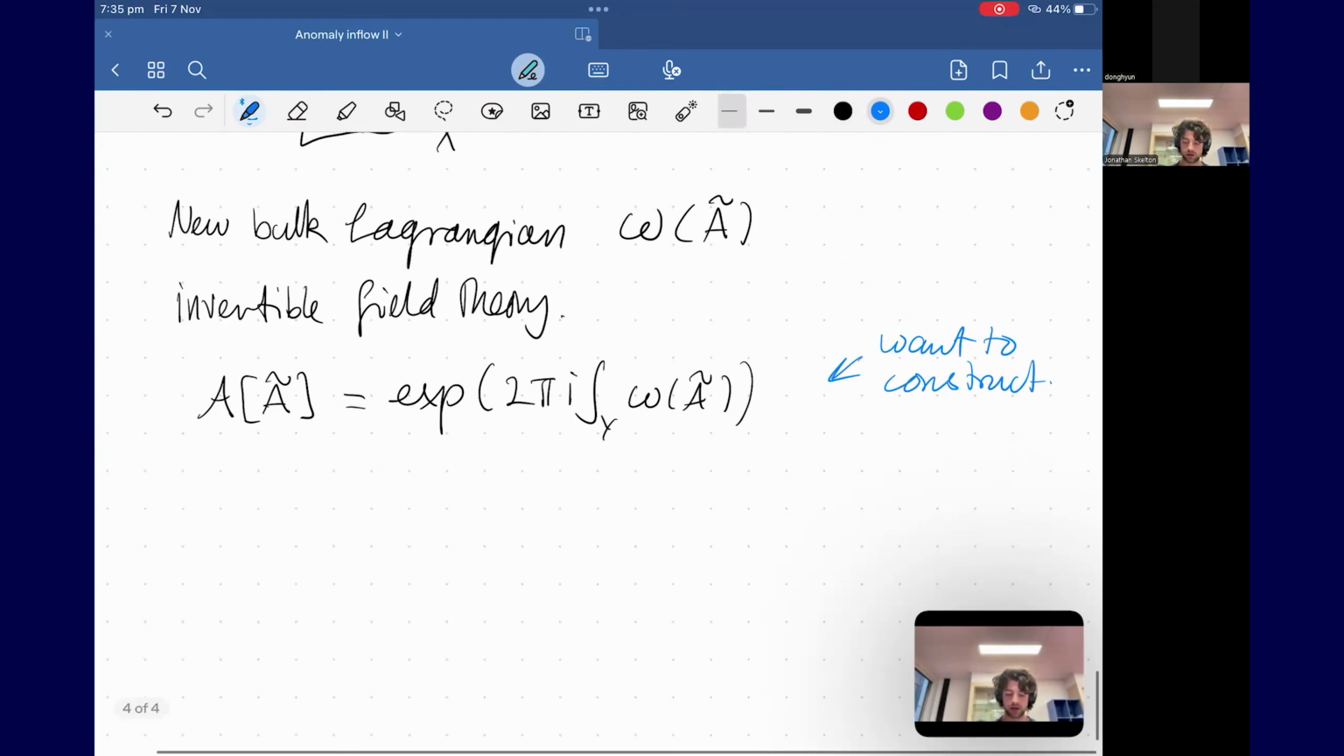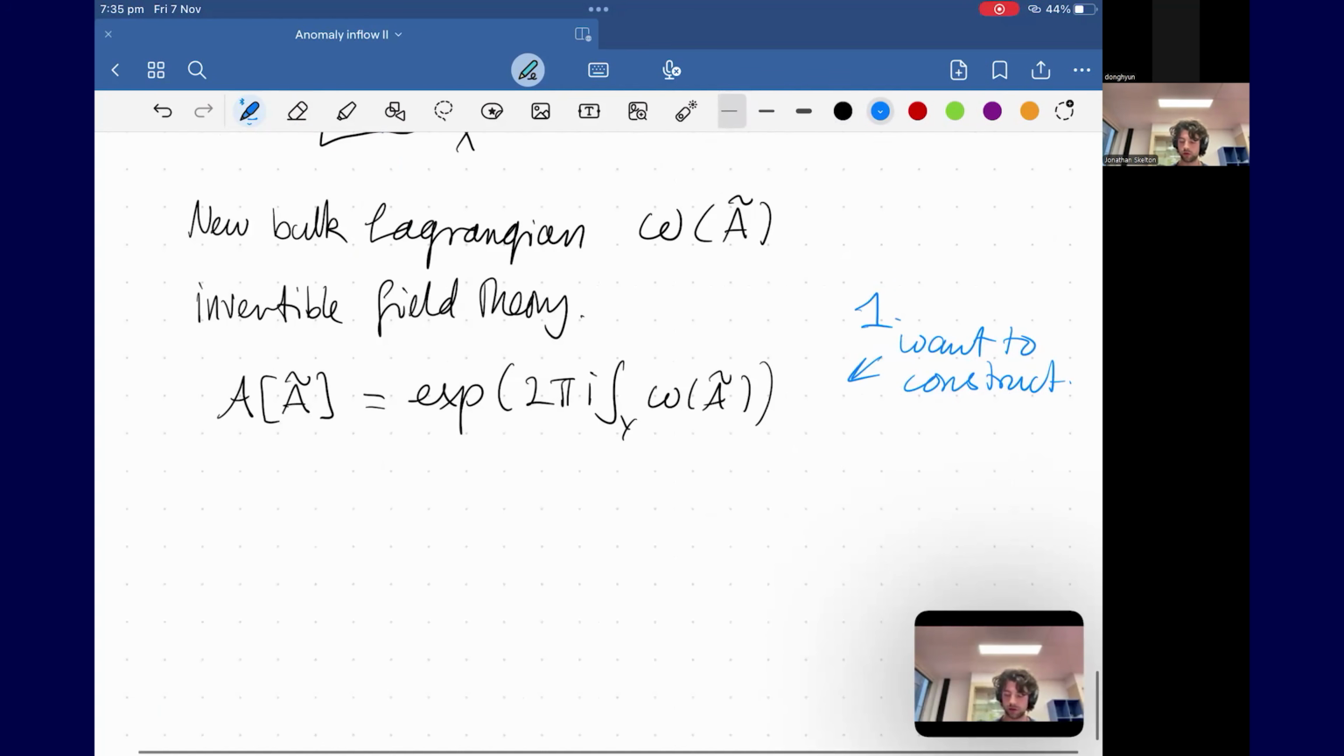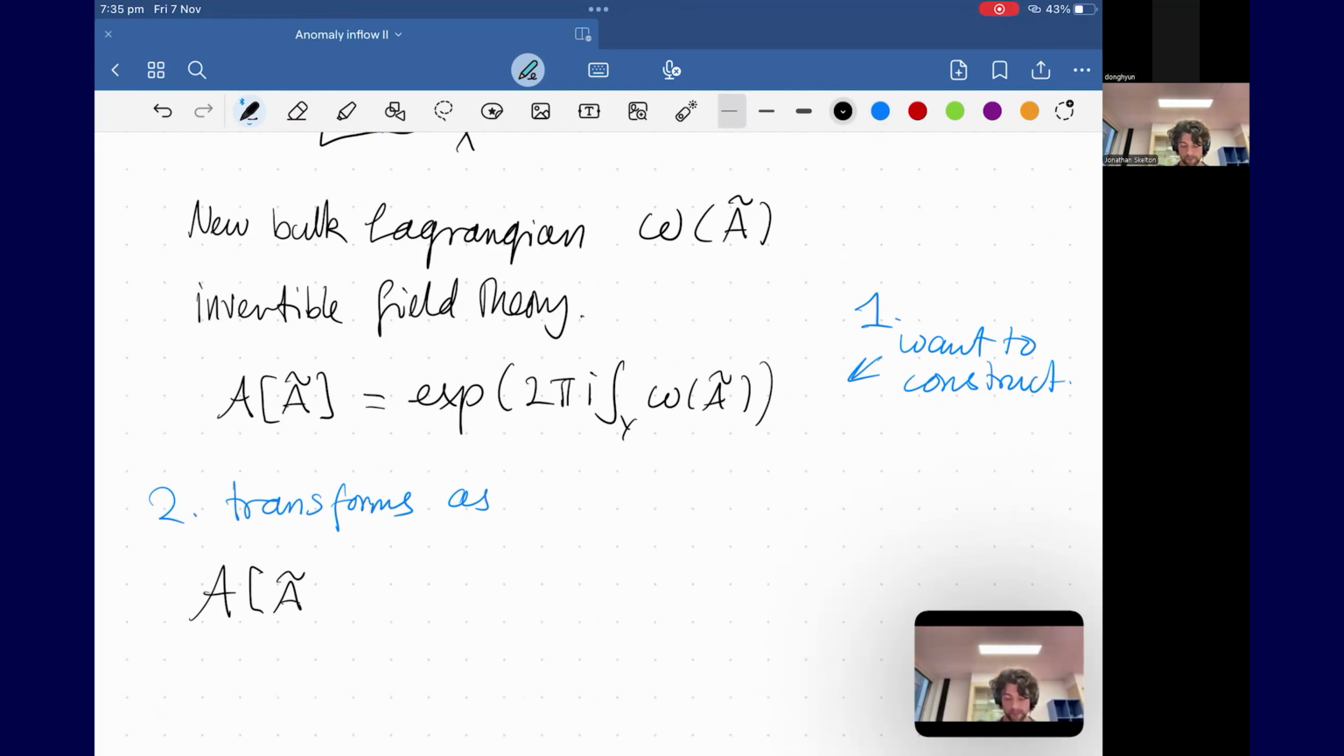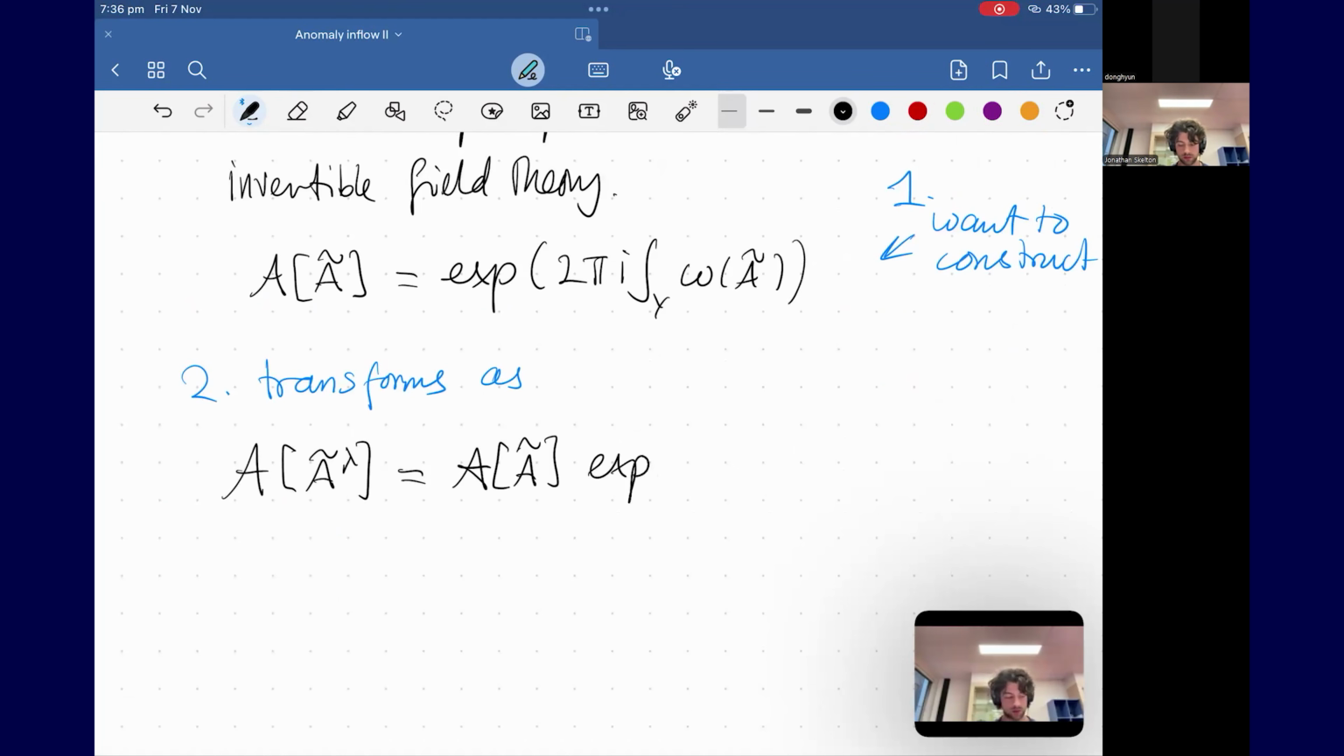And so this is the first property. One, we want to construct. And two, we want it to transform as it just picks up the anomaly term to balance out the original one.